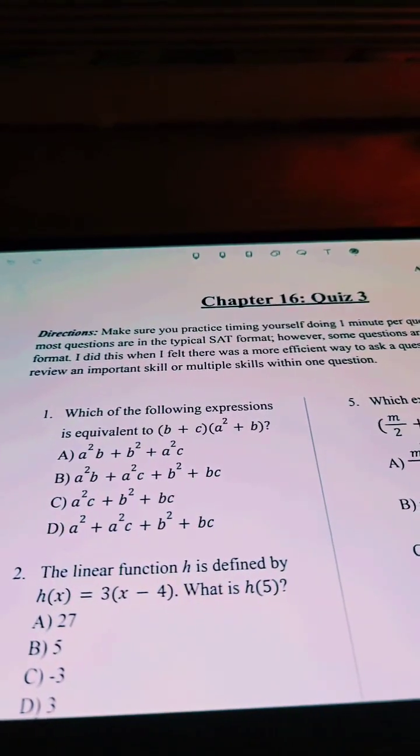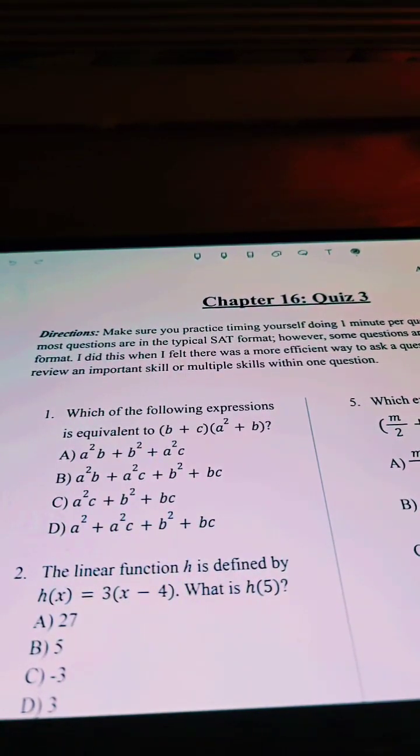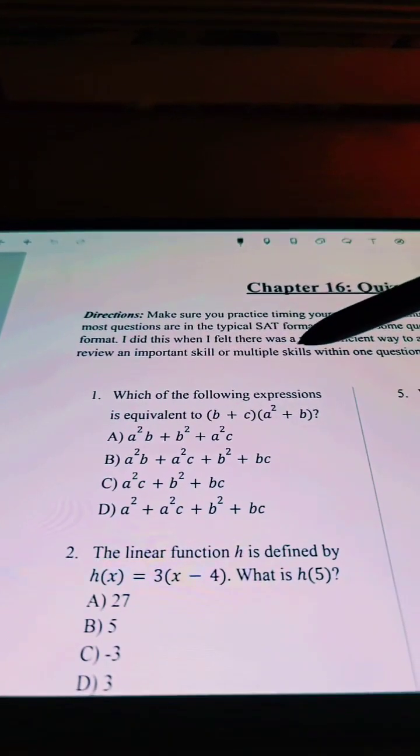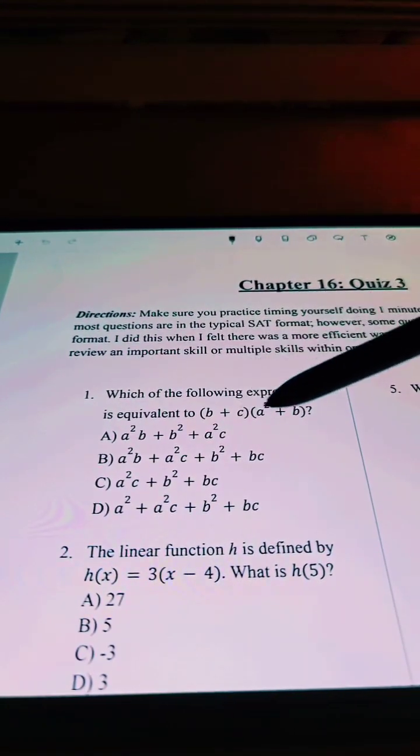So, again, if you're watching this and you have access to this on your own, attempt the problems and corrections first before watching this video for explanations on stuff that you can't figure out on your own. So let's start with number 1. Which of the following expressions is equivalent to this?